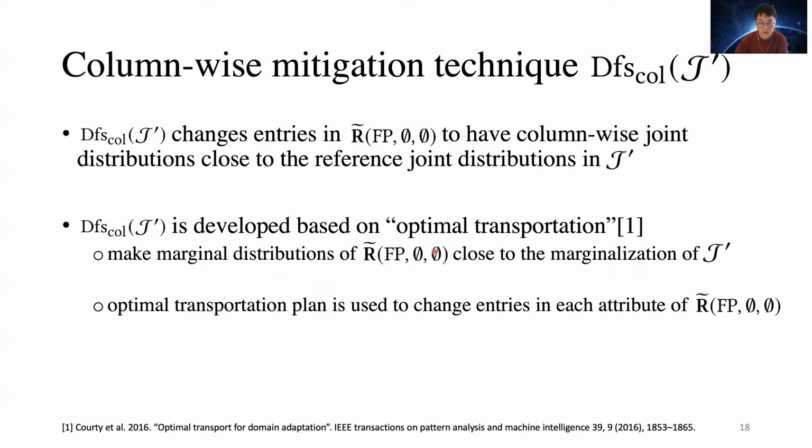And we want to change their marginal distributions such that after the change, the distribution will look similar to the ones in the prior knowledge, because you can obtain the ground truth marginal distribution by marginalizing the joint distributions. And the optimal transportation plan is used to change the entries in each attribute of the database.